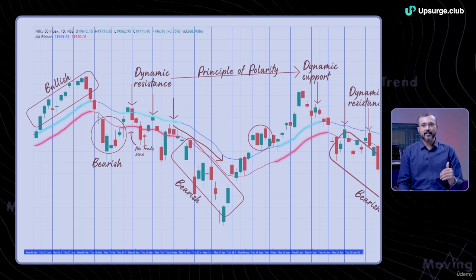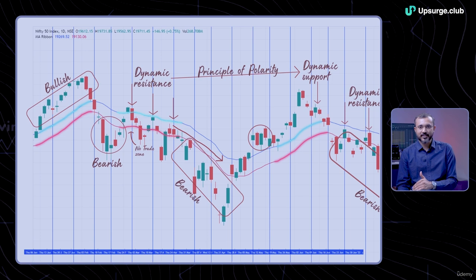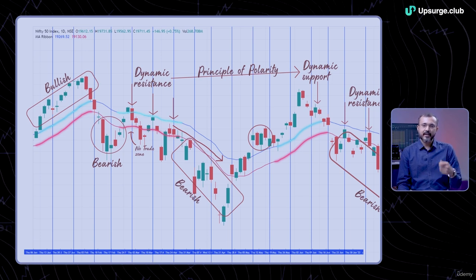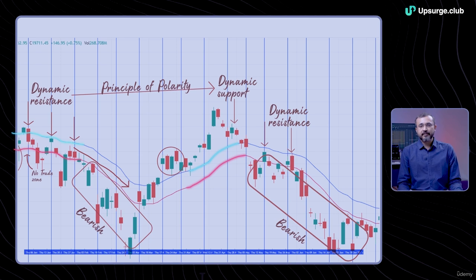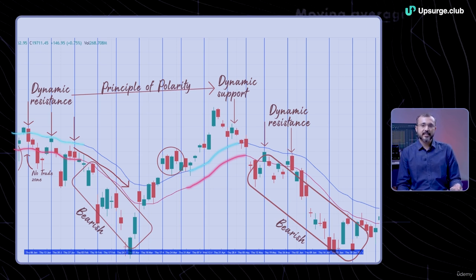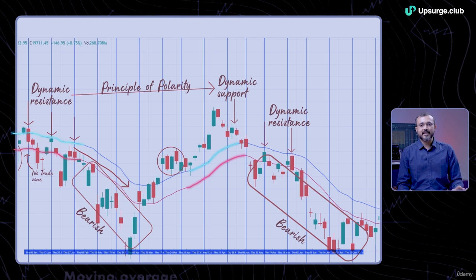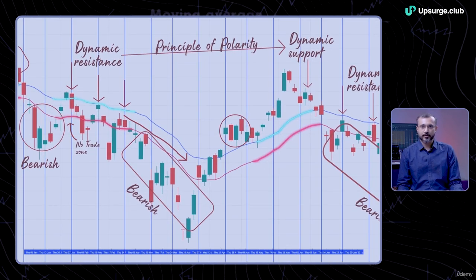So we keep on taking dynamic resistance when the trend is bearish. That means the slope is bearish, the slope is downward. Every time price comes towards the moving average, we'll keep on taking dynamic resistance. If price is trading above the moving average and the slope of the moving average is also upwards, that means every time price comes towards the moving average, it might take dynamic support.